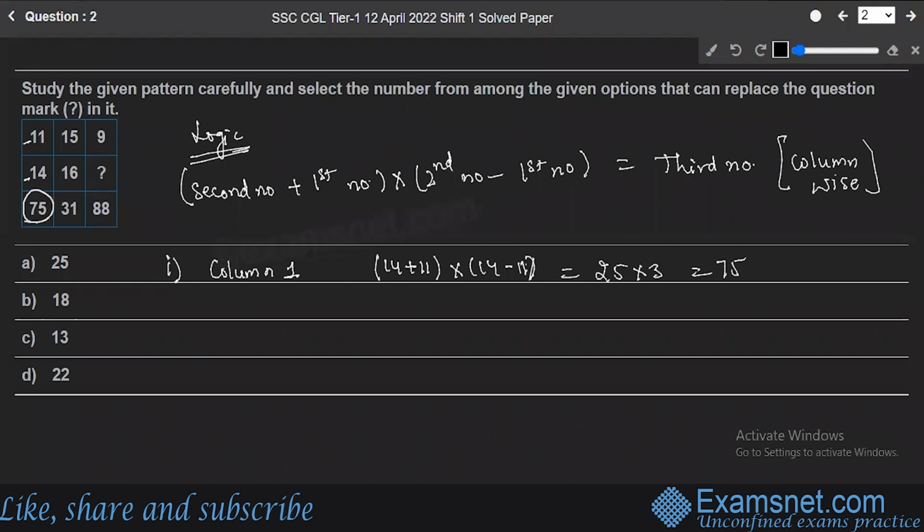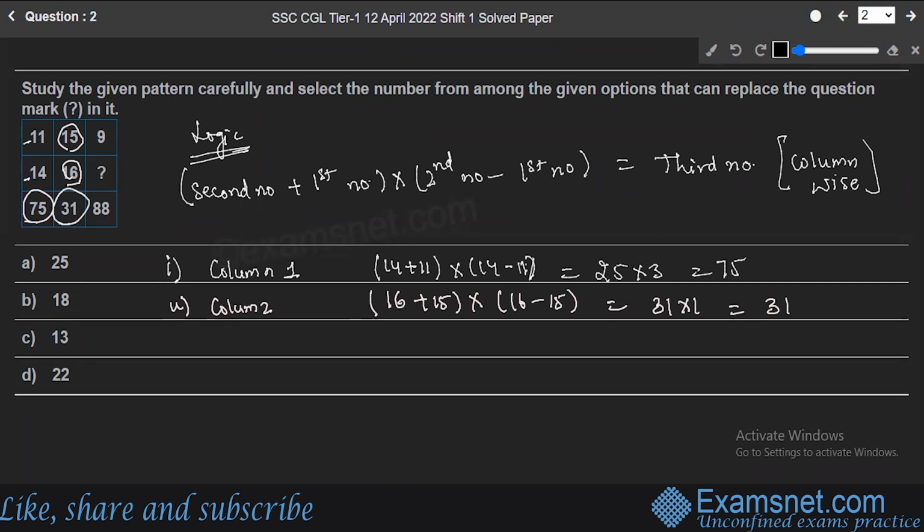Which is here. Let's go with the second column now. Column 2. Here the second number is 16 and the first number is 15. So here what will you have: 16 plus 15 multiplied by 16 minus 15. This gives you 31 into 1, that is equal to 31 itself, which is true. See, it is here. This is true.